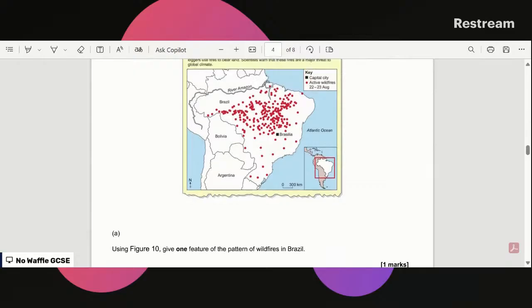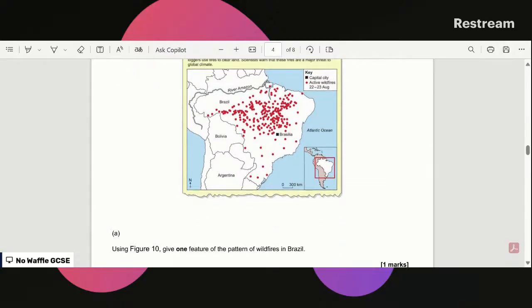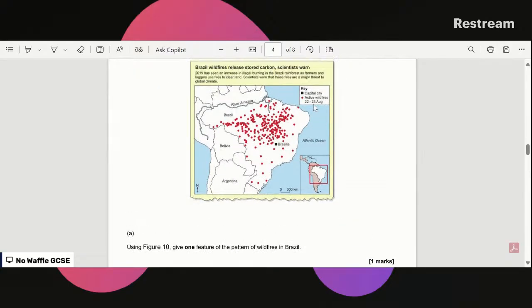Okay, so here's a newspaper article about wildfires in Brazil in August 2019. Give one feature of the patterns of wildfires in Brazil. So what kind of assumptions can we make?